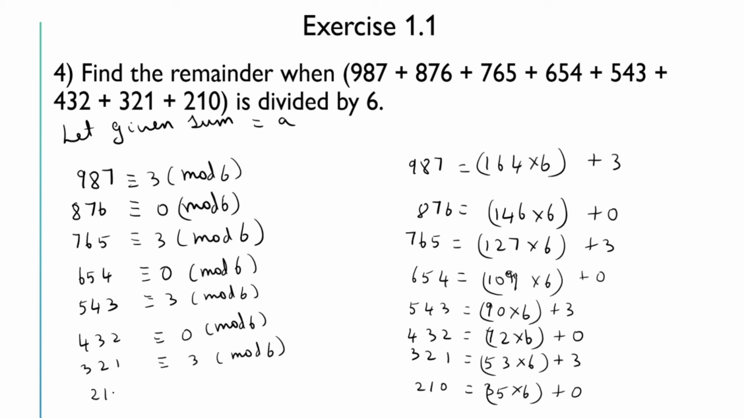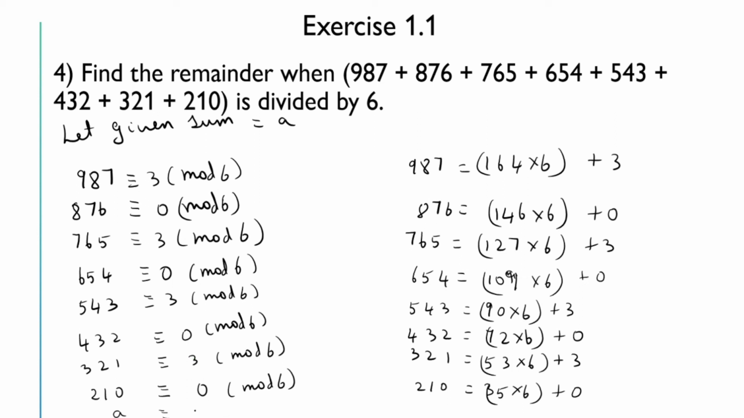So 210 is congruent to 0 mod 6. We have taken the given sum, the sum of all these numbers, as A. So we can write A congruent to, we can add all these: 3 plus 0 plus 3 plus 0 plus 3 plus 0 plus 3. That is, it will be 12.